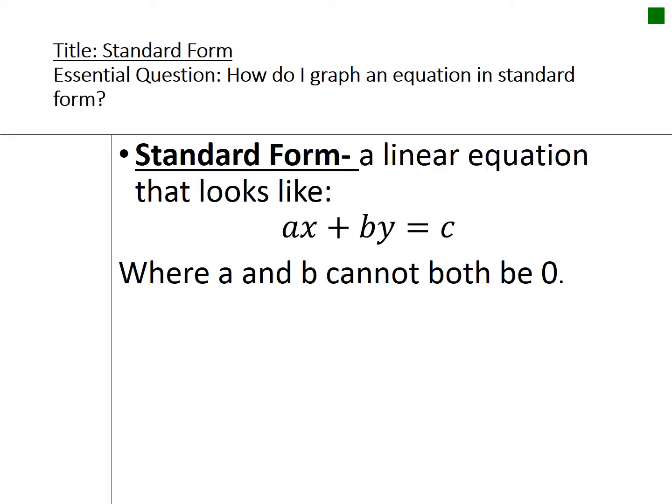Okay, so here we see standard form, ax plus by equals c, where a and b cannot both be 0. A and B, we're going to find out, are a couple of rates that look and operate just like slope does.